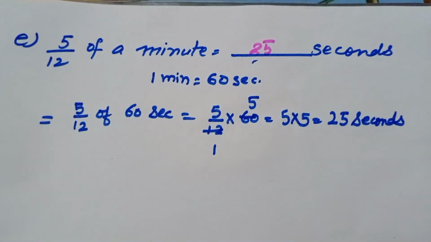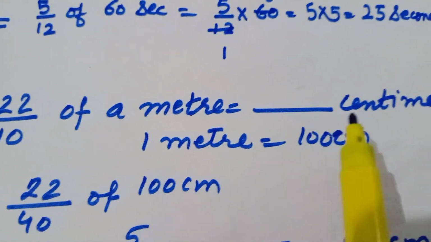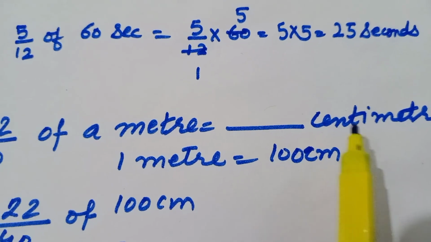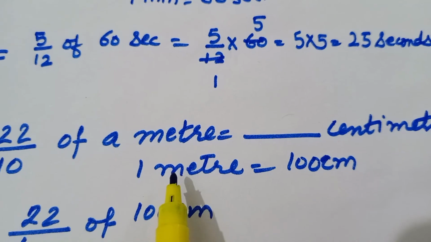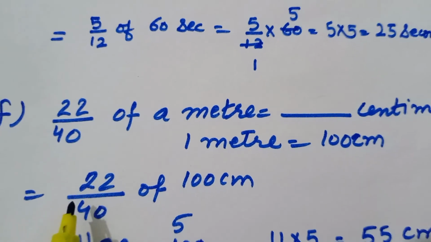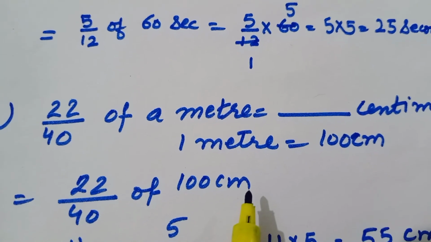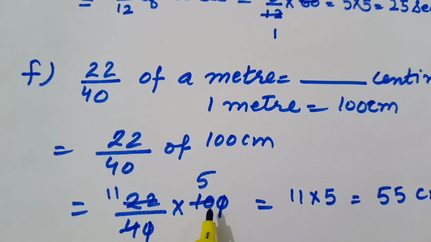So the next question is 22 by 40 of a meter. We need the answer in centimeter. So we will change this meter into centimeter. You all know 1 meter is equal to 100 centimeter. So 22 by 40 of 100 centimeter. So we will change it to 22 by 40 multiply by 100.